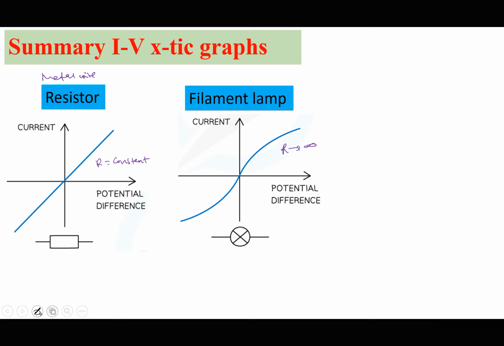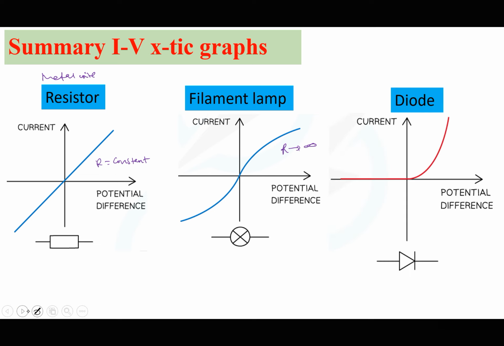Then we have seen that for a diode, the IV characteristic graph looks like that, where the resistance is infinity for the negative values, and resistance starts decreasing after around 0.5 volts. You should be able to sketch these three curves.